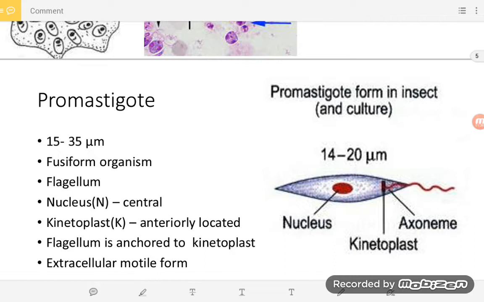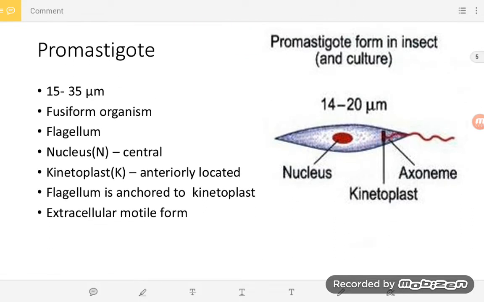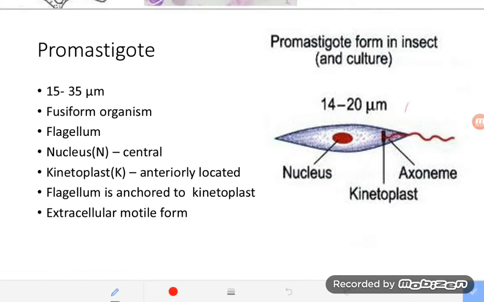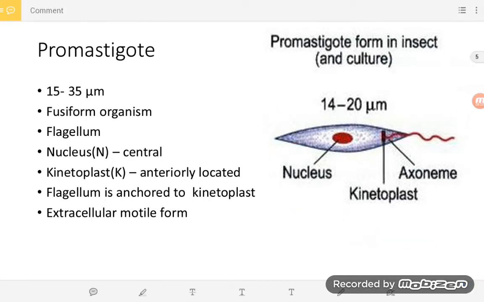They have the flagellum, so they can move by using the flagellum, and this is an extracellular form, that means they can be seen in the plasma, not inside the cell, right. So when you are drawing, you have to consider the flagellum at the anterior side. Best thing, you have to label, this is anterior, this is posterior, and this is cytoplasm. So when you are labeling, you have to consider these things.